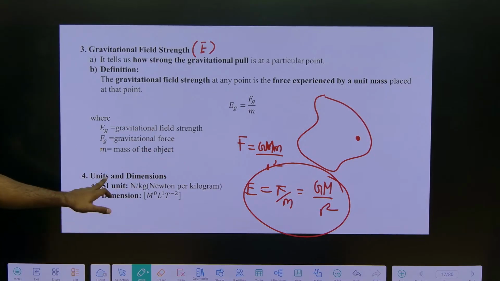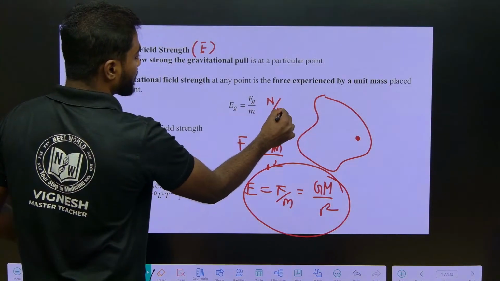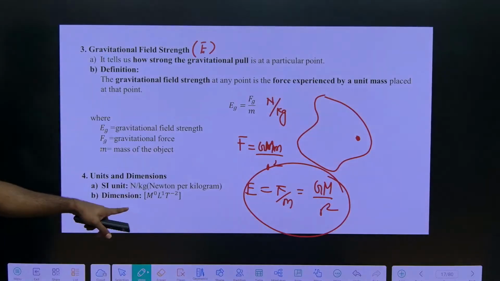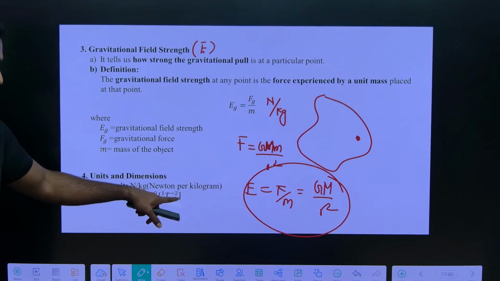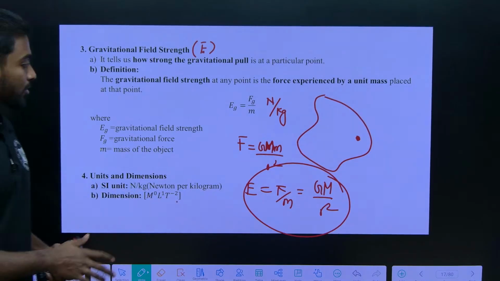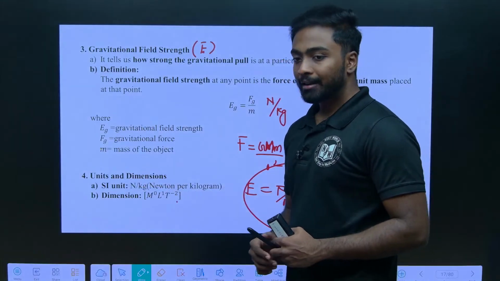So what is the unit and dimension? The unit is Newton per kg. This is Newton and this is kg. So Newton per kg is the unit, and the dimension is M power 0, L power 1, T power minus 2. So this is the gravitational field strength concept, right? I hope it's clear.